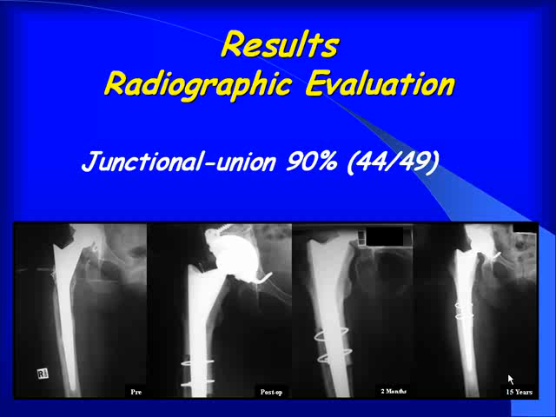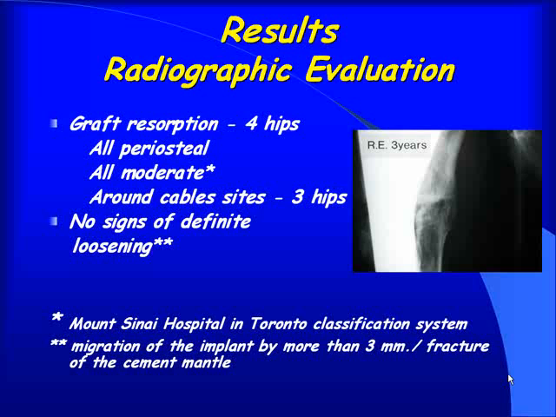At the last radiographic review, the junctional union rate was 90%. Graft resorption was observed in 4 hips. In all it was periosteal, and in all it was graded as moderate. In 3 of the hips, the resorption was confined to the area around cable sites. There were no signs of definite loosening of any of the implants.